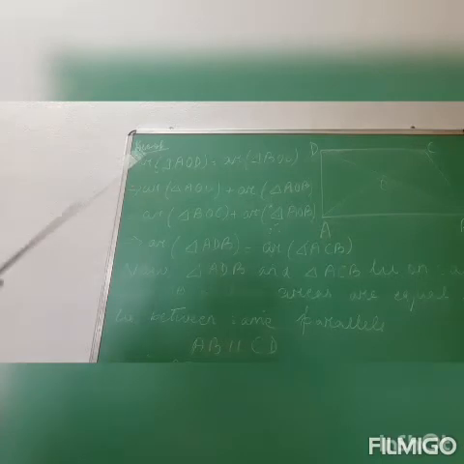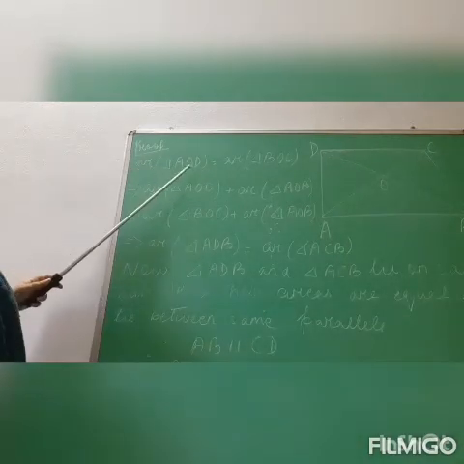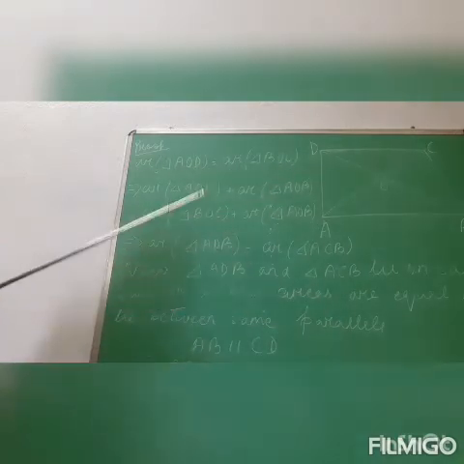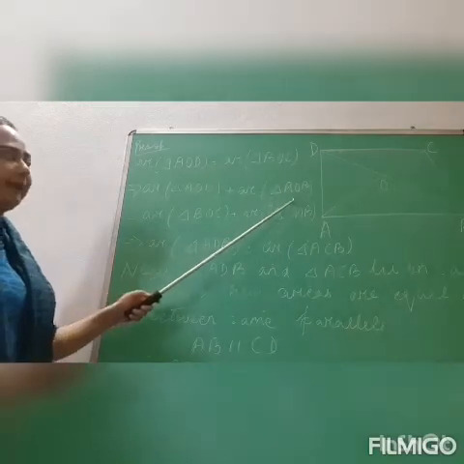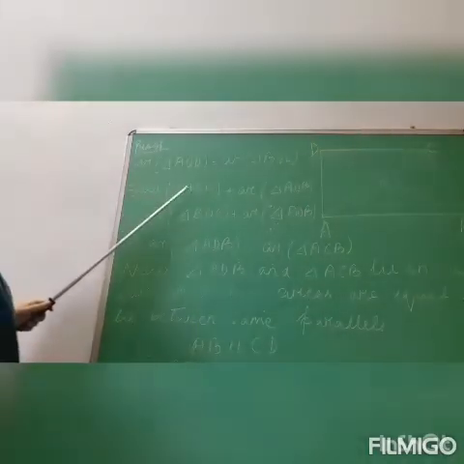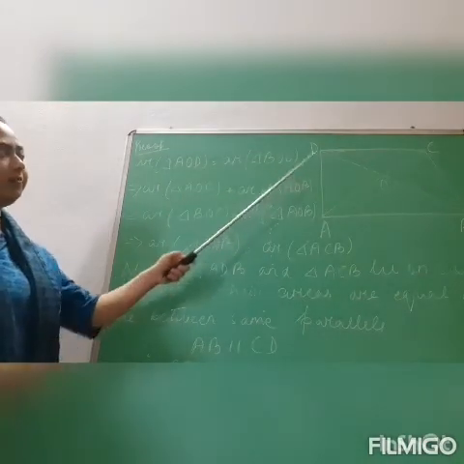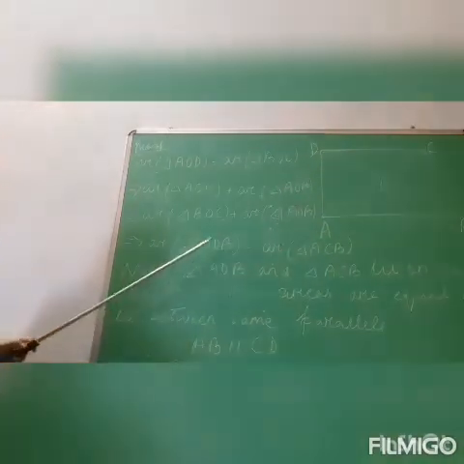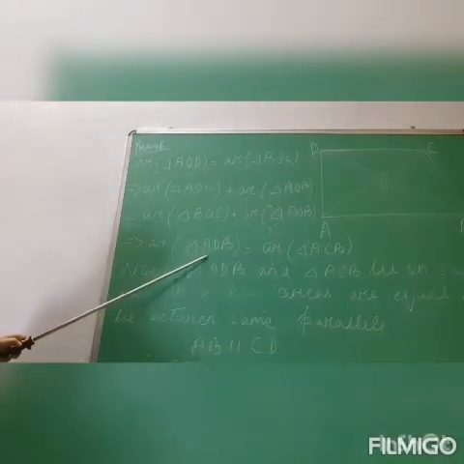Now let us proceed to the proof. Here it is already given that the area of triangle AOD is equal to the area of triangle BOC. It is given to us. So now I will add the area of this triangle AOB on the left hand side and right hand side. So area of triangle AOD plus area of triangle AOB, AOD plus AOB, will give me ABD. So I have written here area of triangle ADB.